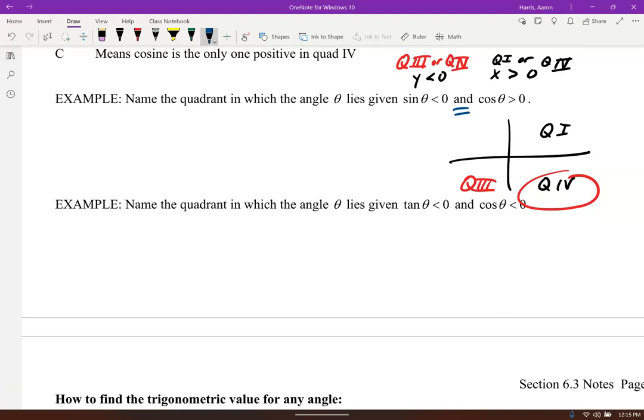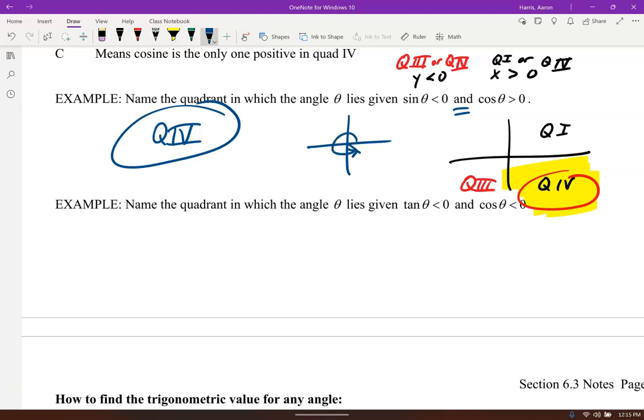So the only option for our answer would be, oh, that's got to be in quadrant 4, right? So it's got to be in quadrant 4. And so I draw this into quadrant 4. That's where I have a positive x and a negative y. Again, positive x and a negative y, right? That's how you can think about that. All right, let's do this next one.